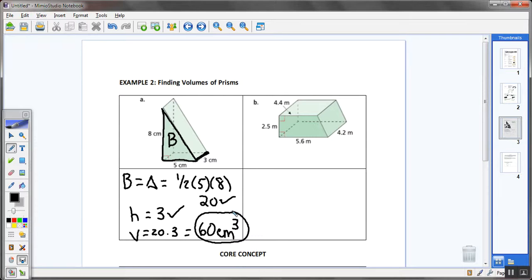You guys are going to talk me through the next one. We need to find the volume of a certain kind of prism. Anybody want to guess what the name of that prism is? Trapezoidal prism. Okay, so let me ask this question.